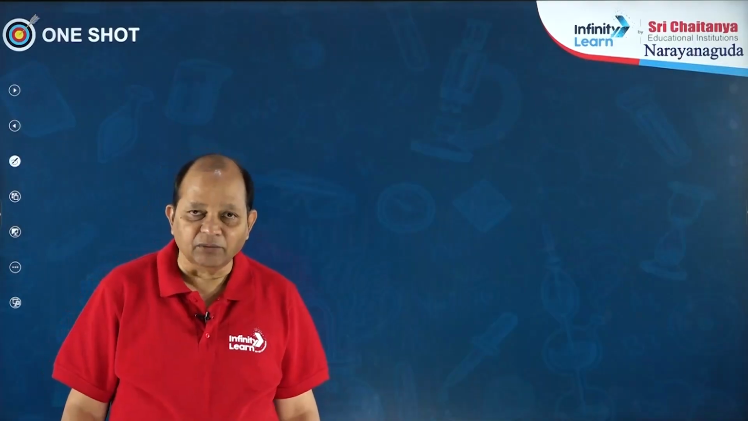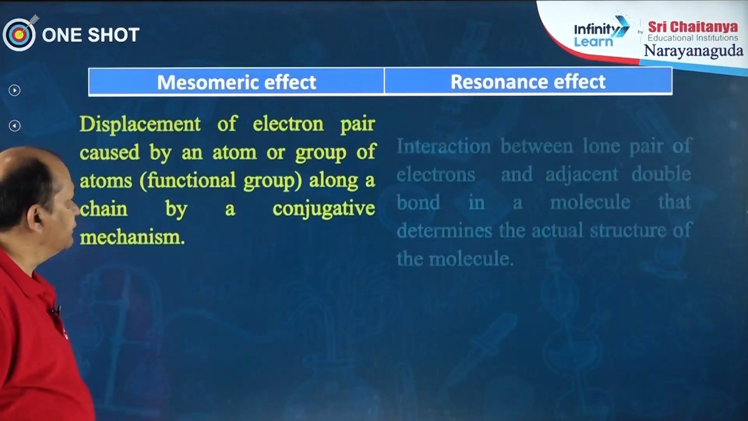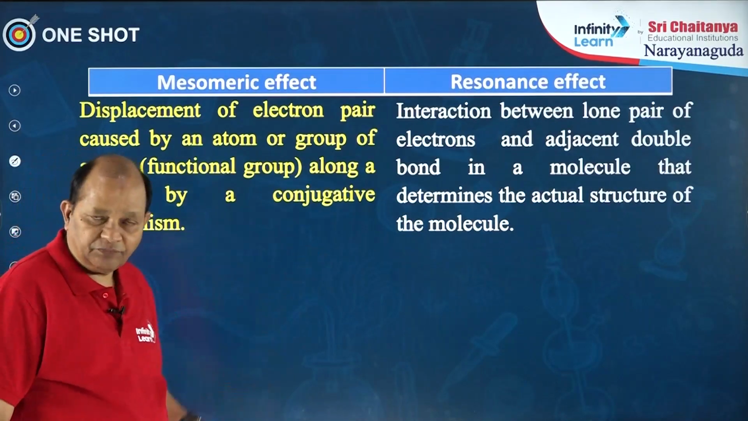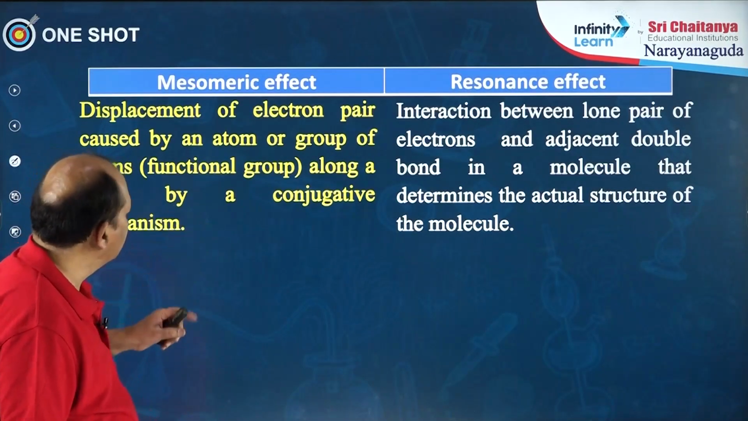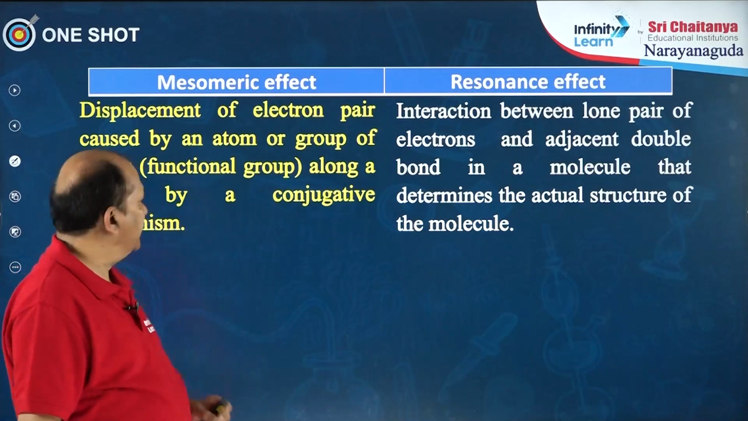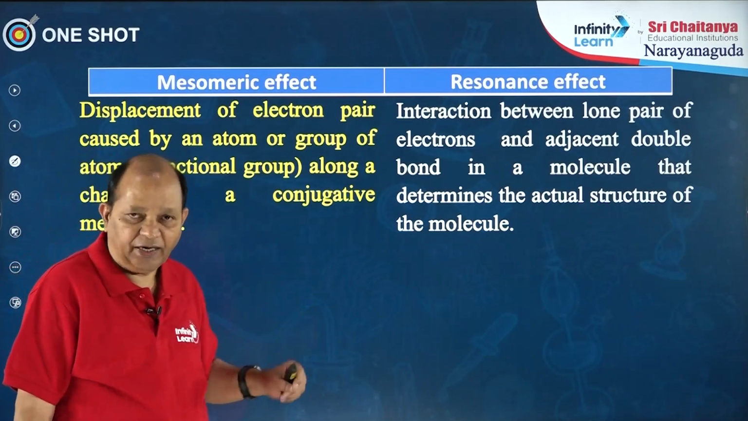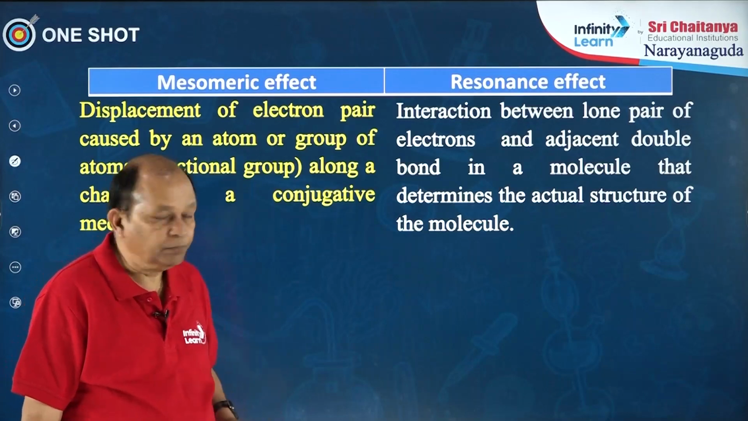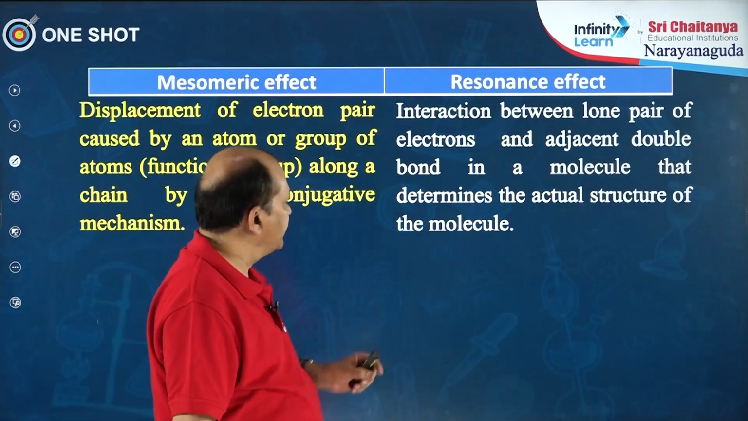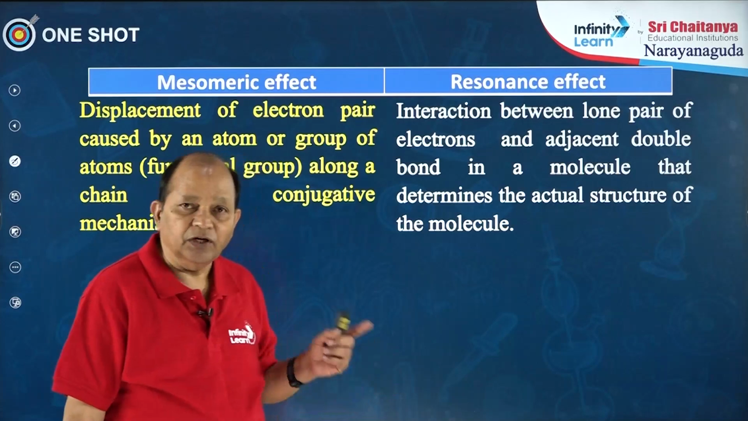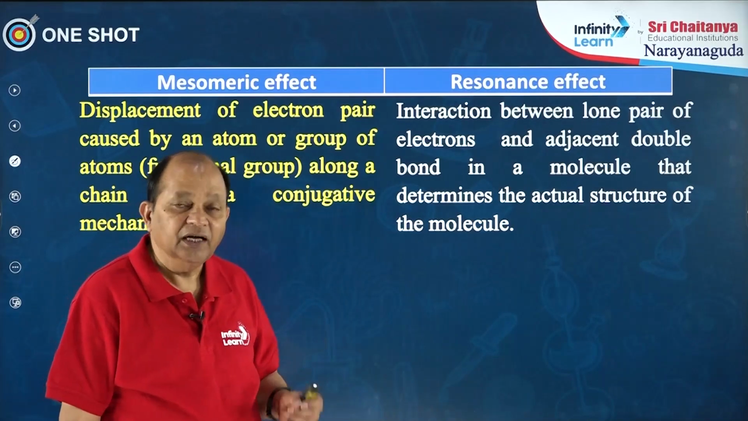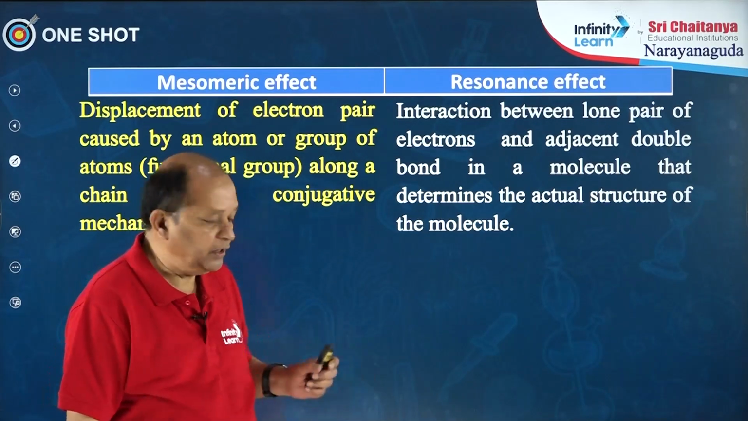The next electron migration effect is the mesomeric effect and resonance effect. Mesomeric effect is nothing but displacement of an electron pair which is caused by an adjacent atom or group of atoms, that is a functional group, whereas resonance effect is nothing but interaction of a lone pair of electrons with an adjacent double bond in a molecule.